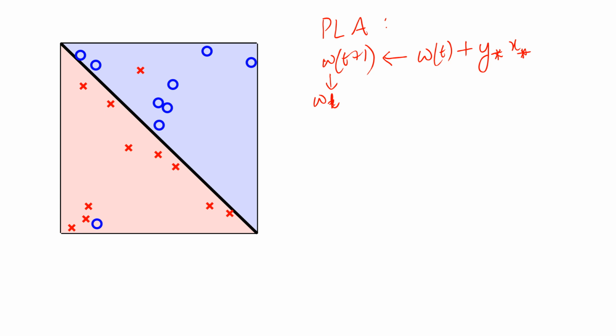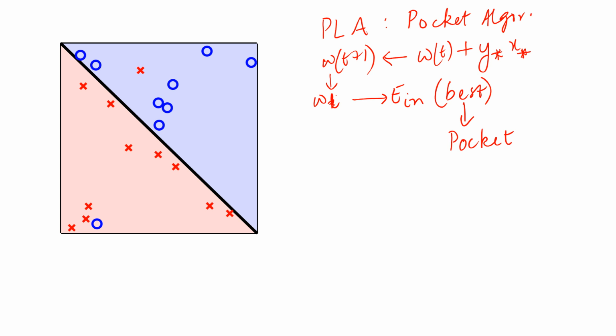Using this, I'm going to calculate my E_n at this iteration. Now, if this is the best E_n I have encountered, I will put that in my pocket. That's why it's known as the pocket algorithm. So the update of PLA is the pocket algorithm, and this is how it works. Keep putting the best one in your pocket.